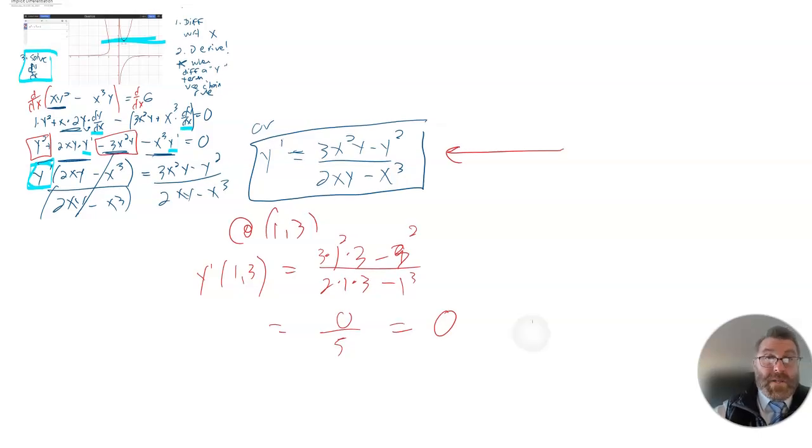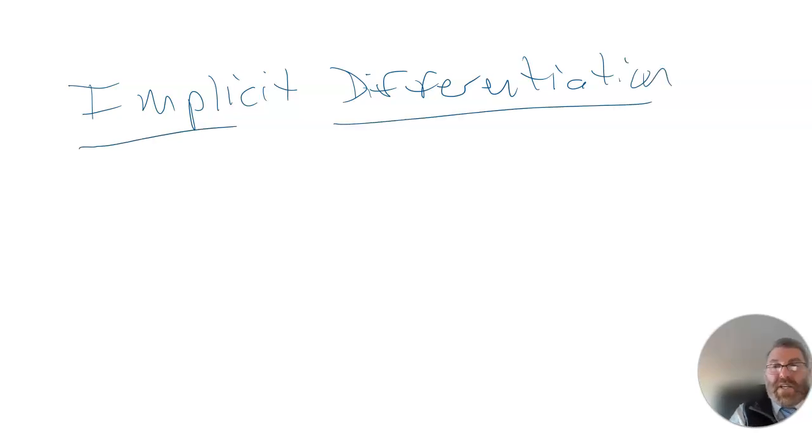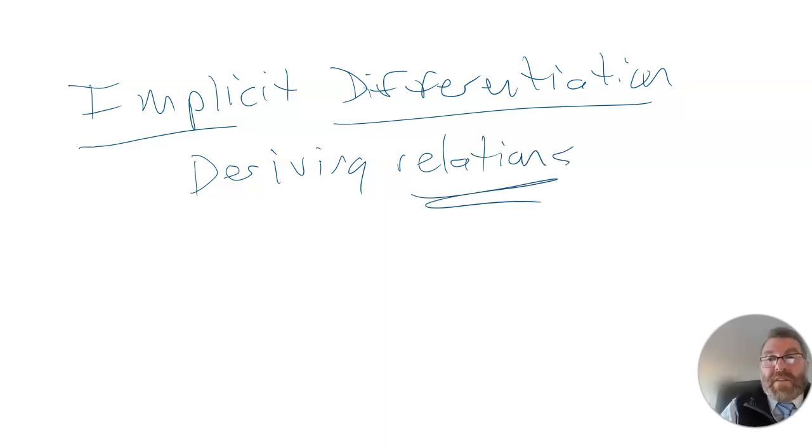Okay? So, to reiterate, here's the process for implicit differentiation. And this is a process to find derivatives for non-functions. Functions that are not explicitly y as a function of x. So these are more for relationships, deriving relations. Almost always, y is not an explicit function of x. In fact, usually they're not even functions, period.